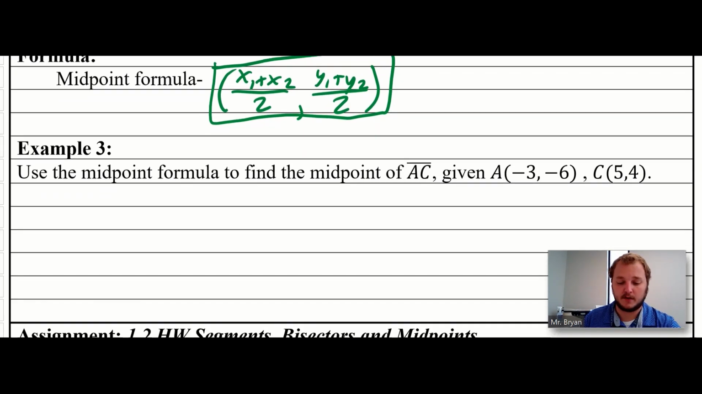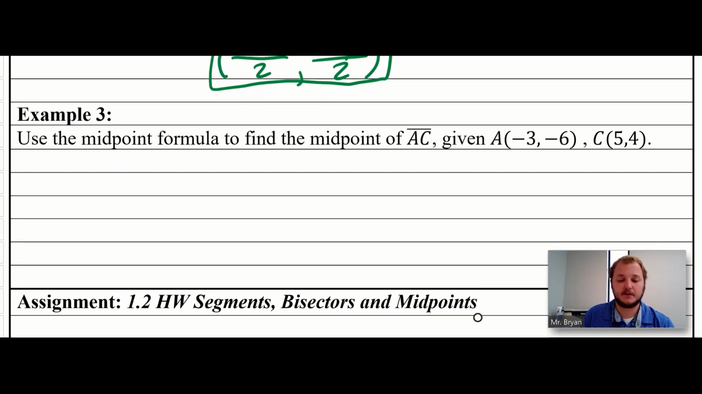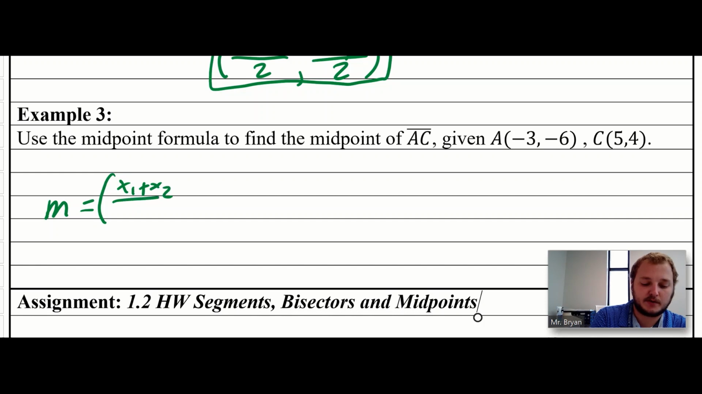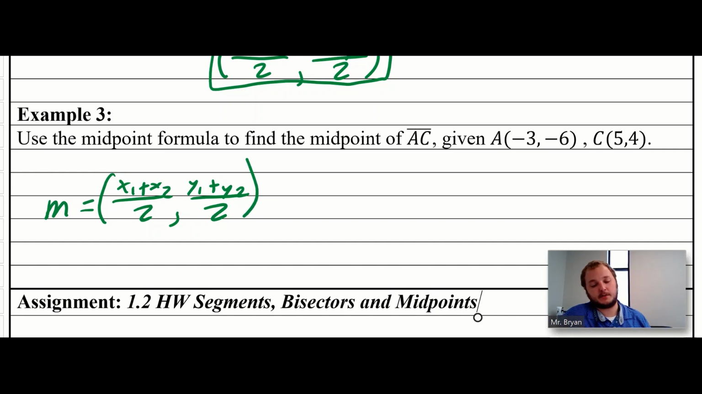Okay, so if we look at example 3, it says I want to use the midpoint formula to find the midpoint of AC if I'm given that A is at the point -3, -6, and then C is at the point 5, 4. Okay, so first thing, when it says use the midpoint formula, you don't have to write this down every single time, but in this case I'm just going to make sure we write down that formula again. So I'm just going to say M equals x1 plus x2 divided by 2, just to remind myself and to show what we're doing, and then the y-coordinate is y1 plus y2 divided by 2.